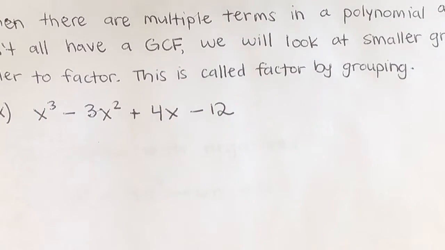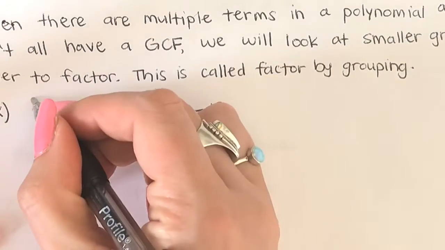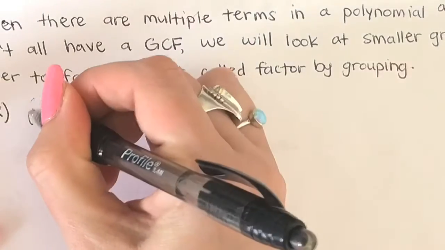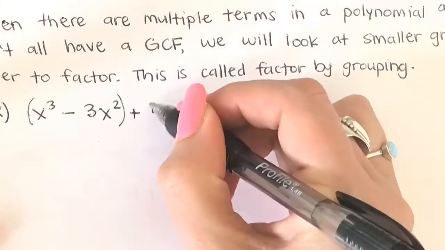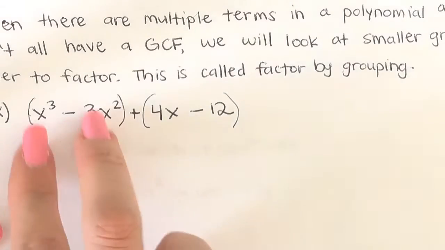So when that happens, that's where we want to do factor by grouping. So what we do is we take 2 groups of 2 at a time. So I like to just put parentheses around them. So here's one group. And then we're going to look at this group. And then at each group individually, we're going to take out the common factor.